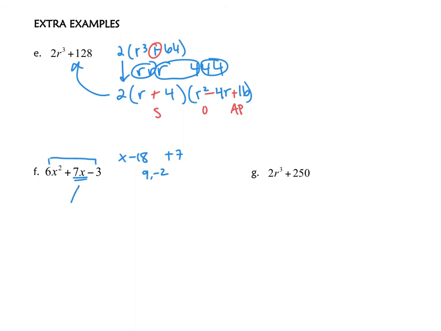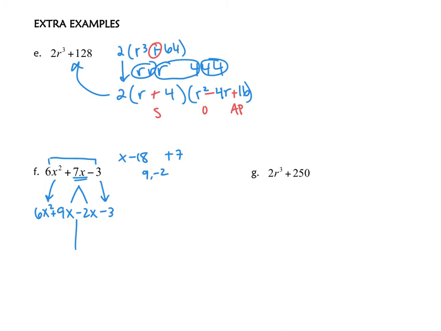So remember that middle term splits into 9x minus 2x. Those should be equal. So we need to ask ourselves, is 9x minus 2x equal to 7x? Yes, it is. So bring down the 3, bring down the 6x squared. Now we're ready to factor.